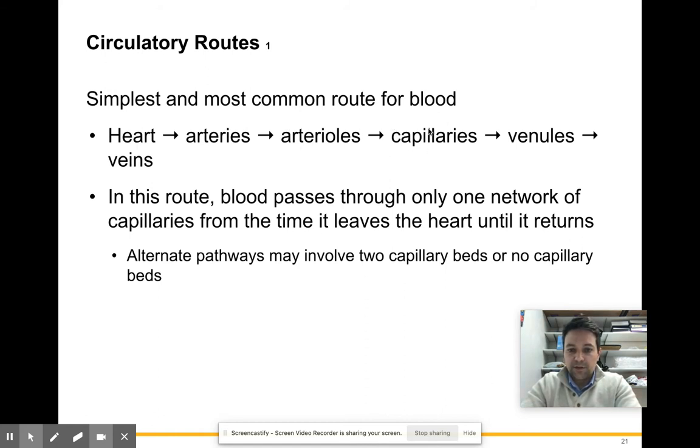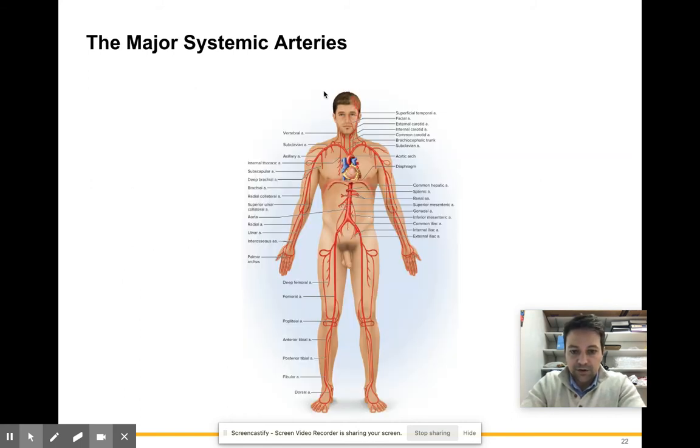And then blood goes through capillaries, which go through the smallest types of veins called venules, which then go through larger veins, which go back to the heart, which go back through arteries, and this whole thing is a cycle. In this route, blood passes through only one network of capillaries from the time it leaves the heart until it returns. So here we have just a general overview of the arteries in the body. Again, I'm not going to need you to know all of these.